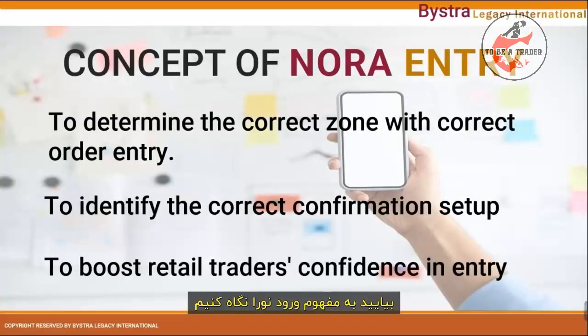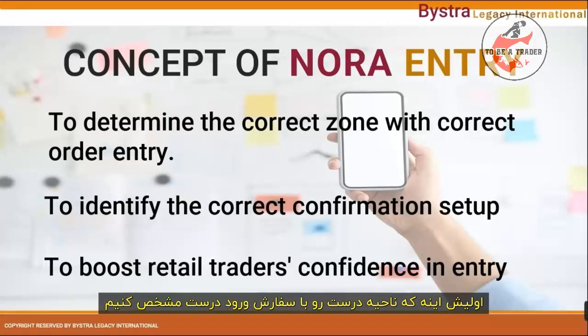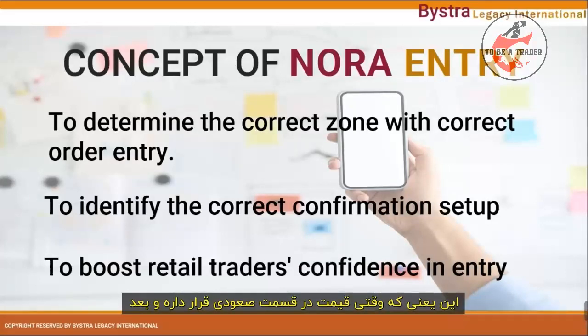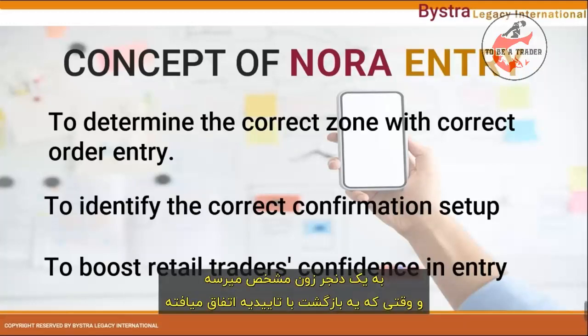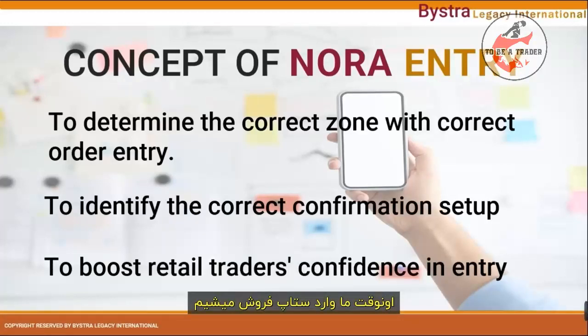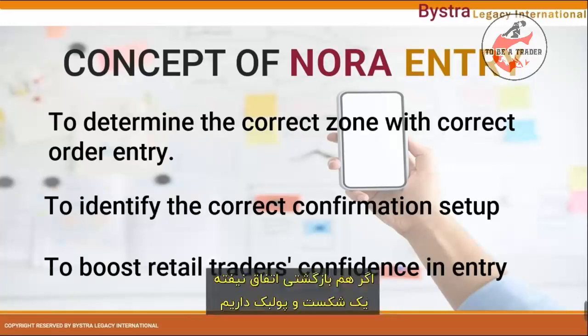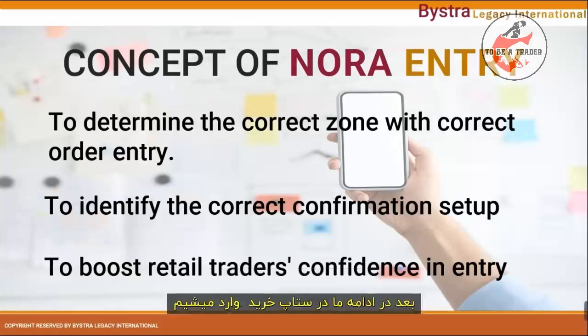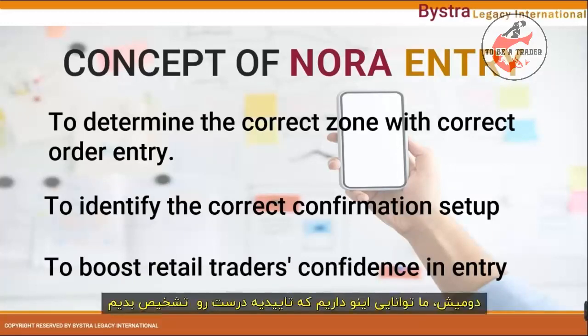Let's look at the concept of Nora Entry. The first one is to determine the correct zone with the correct order entry. This means that when the price is on the bullish side and reaches a certain danger zone, and when a reversal happens with a confirmation, then we will enter with the sell setup. If there is no rejection, there's a breakout and a pullback, then we will continue with the buy setup.